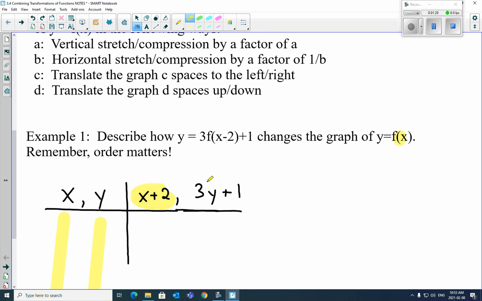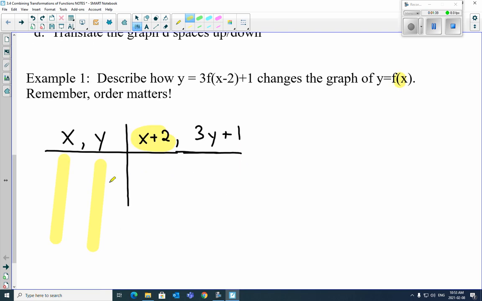What about the y values? Well, this 3 makes it 3 times as tall, and this 1 shifts it up. Which one do we do first? We know we do the stretch first, so it's 3y, and then we shift the whole thing up 1. So if you had a 0, you'd plug it in, and the new value would be a 2. If you had a 1 over here, the new value would be a 3.